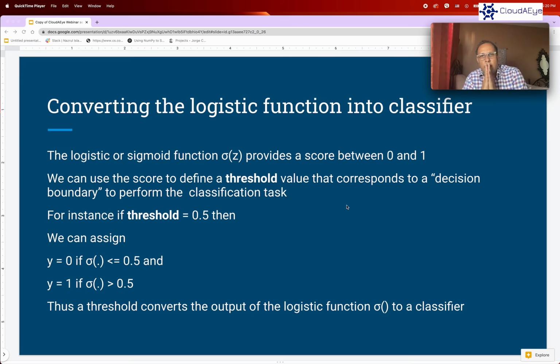So how do we do that? Basically, this sigmoid function gives us a sort of probability-like distribution. So it is bounded between 0 and 1. And then we define a threshold. The most commonly used threshold is 0.5. So we say that if the sigmoid output is less than 0.5, then we make a prediction of class 0. If it's more than 0.5, then we make it class 1. Thus, the threshold converts the output of logistic regression into a classifier, right?